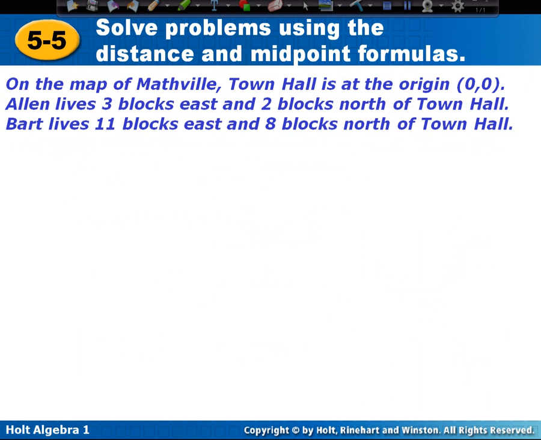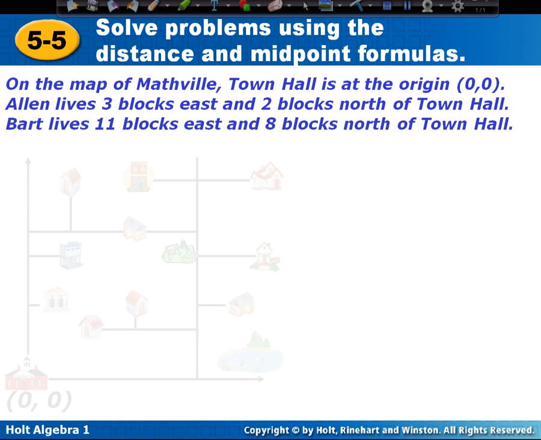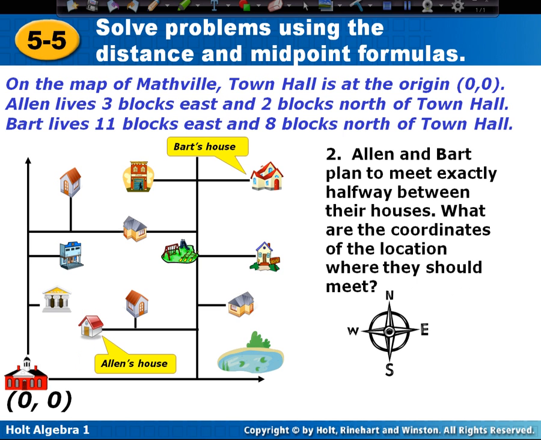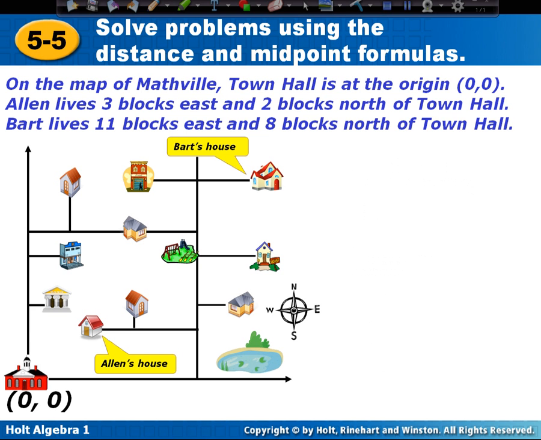All right, our next one says, on the map of Mathville, Town Hall is at the origin 0, 0. Allen lives 3 blocks east and 2 blocks north of Town Hall, and Bart lives 11 blocks east and 8 blocks north of Town Hall. You do not have to write that down. I'm going to show you our map of Mathville here. And then we're going to put this on a coordinate plane. So here we go. We've got Alan's house right here, and here's Bart's house. It says, Alan and Bart plan to meet exactly halfway between their houses. What are the coordinates of the location where they should meet? So if it's halfway between their houses, that's asking for the midpoint.